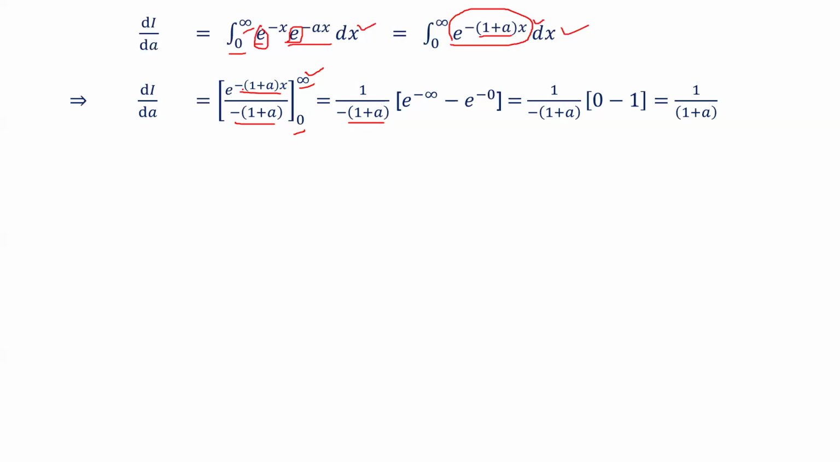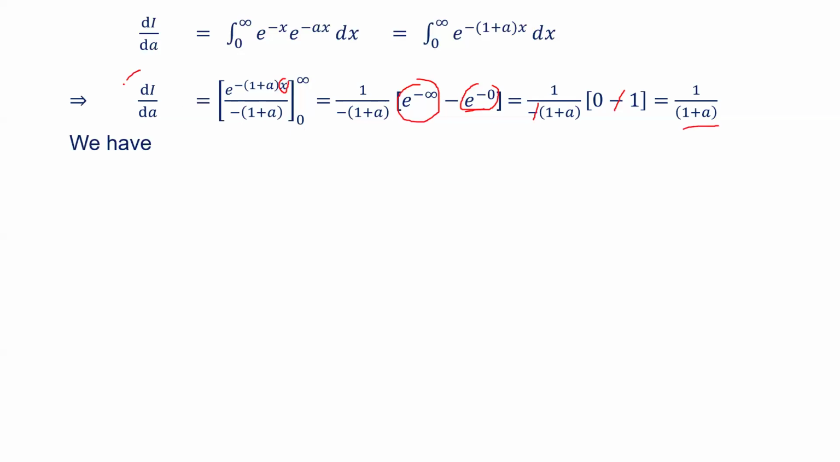And if you put the upper limit over here, e to the power minus infinity, because this is x, e to the power minus infinity. And if you put the lower limit, x will be 0, so it is nothing but e to the power minus 0. And we know that e to the power minus infinity is 0 and e to the power 0 is 1. So we can write down 1 upon minus of 1 plus a, multiply by 0 minus 1. So this minus and this minus will become plus. So we have the answer 1 upon 1 plus a, which gives us dI/da, which is equal to 1 upon 1 plus a.